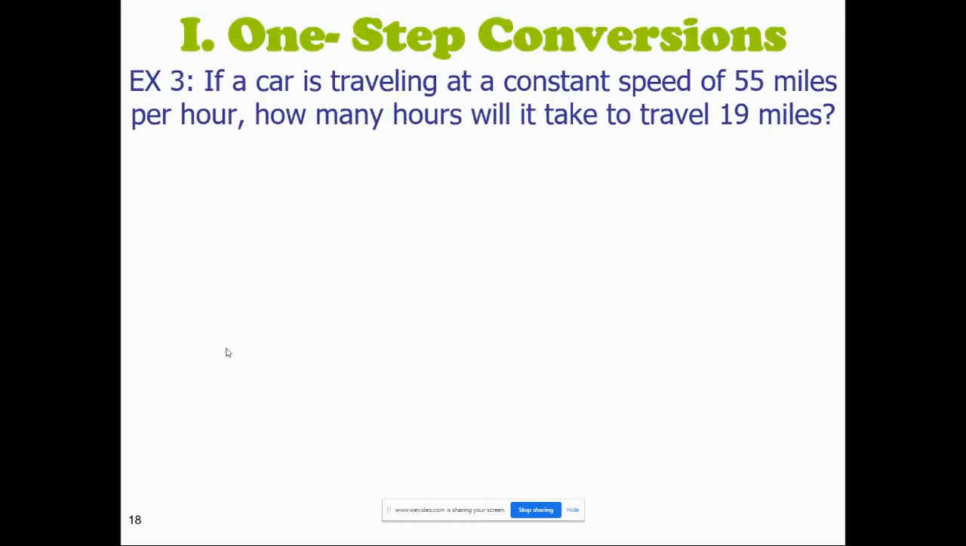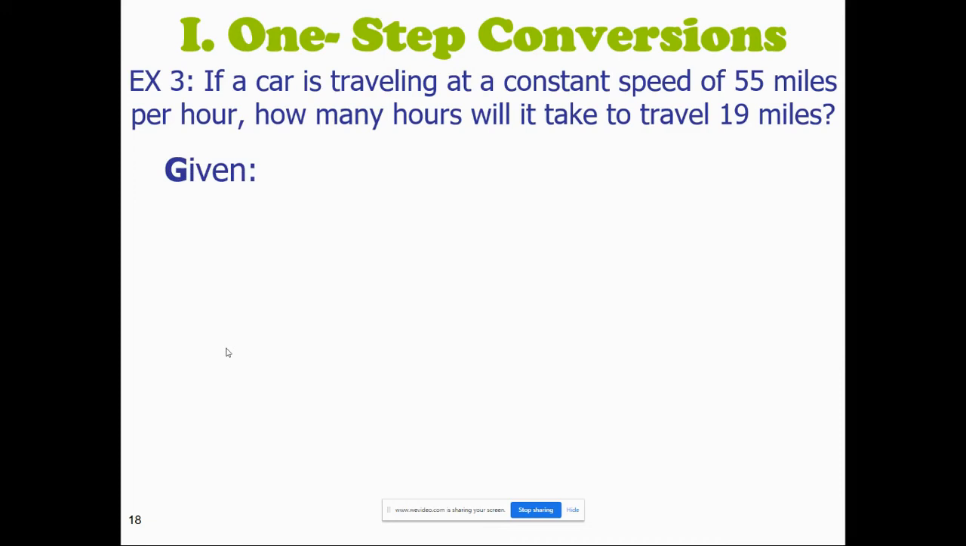Okay, let's try another one. So what if you have this sort of thing? A car is traveling at a constant speed of 55 miles per hour. 55 miles in 1 hour. This car, in 1 hour, can travel 55 miles. You want to know how many hours it will take to travel 19 miles? Okay, so what is given? What is given here is 19 miles.